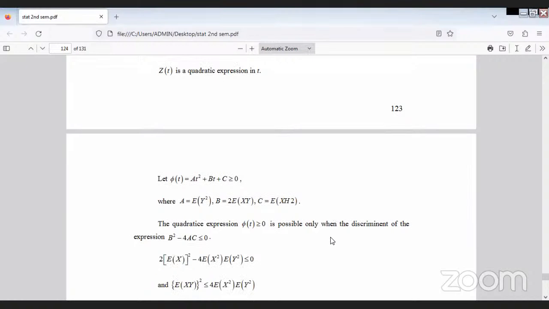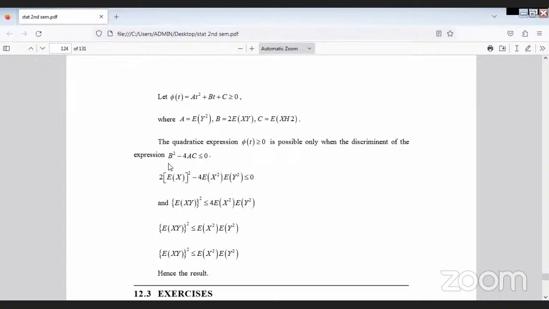This is a typical mistake students make. For the quadratic phi of t greater than or equal to 0 to hold, the discriminant b square minus 4ac must be less than or equal to 0. So 4 into E of XY whole square minus 4 into E of X square E of Y square is less than or equal to 0. The condition is satisfied: E of XY whole square is less than or equal to E of X square into E of Y square. Will equality hold or not?